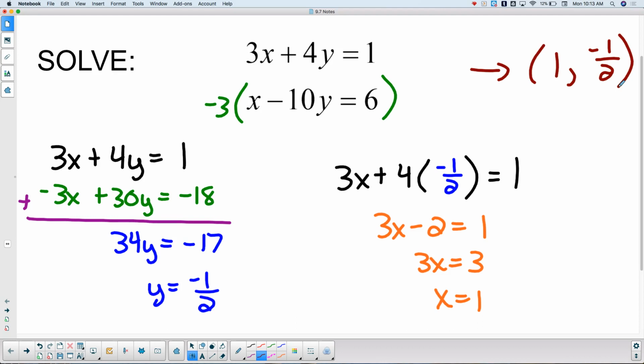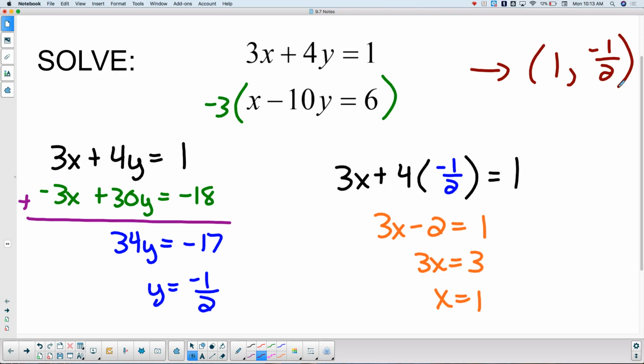-1/2. But what should I do to make sure that I'm right? Plug both of the numbers back into both equations. Yep. So I'm going to plug those two numbers, put 1 in for x and -1/2 in for y, back into both equations. So 3 times 1 is 3. 4 times -1/2 is -2.